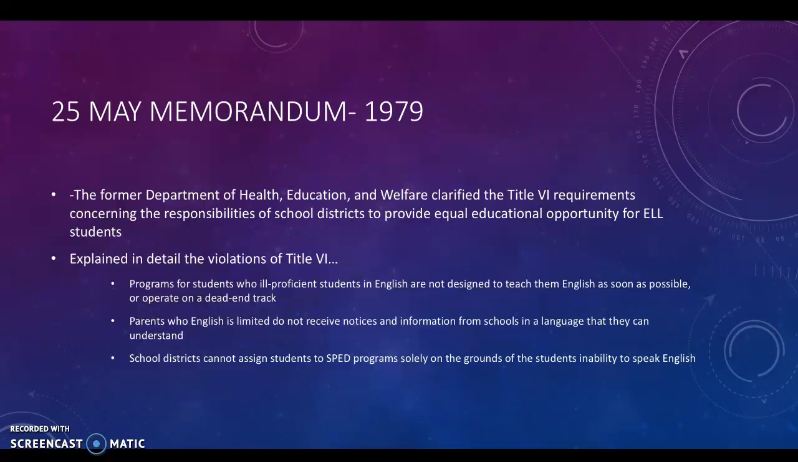The Department of Health, Education, and Welfare felt that they had to clarify the Title VI requirements because there had been so many violations. So they sent out this memo with these 3 violations, making sure that the schools were completely clear of their expectations if they were to be following Title VI and to receive federal funding.